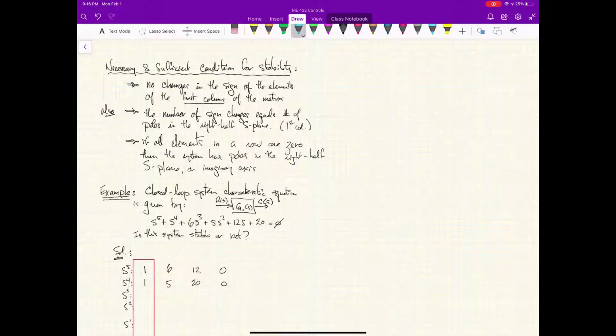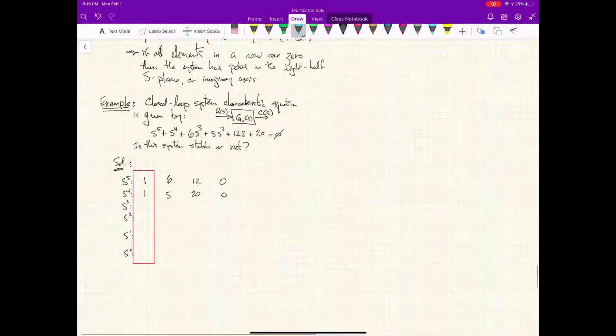All right. Let's do a quick example here and see if you agree with me on how that works. We've got ourselves a system whose characteristic equation is s to the 5 plus s to the 4 plus 6s cubed plus 5s squared plus 12s plus 20 equals 0. Is that system stable or not?